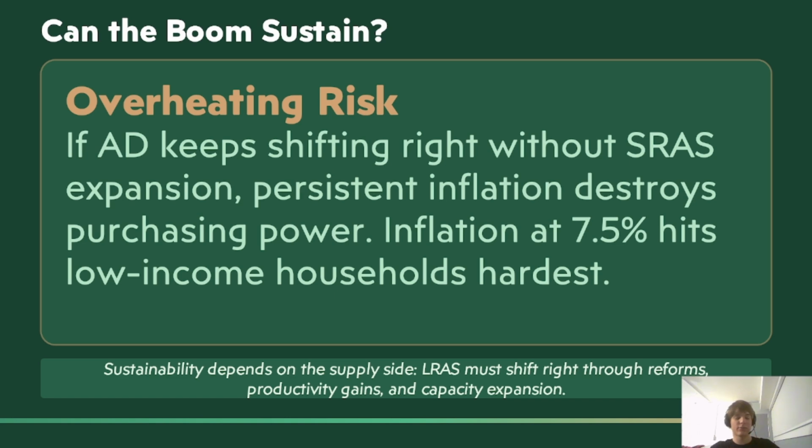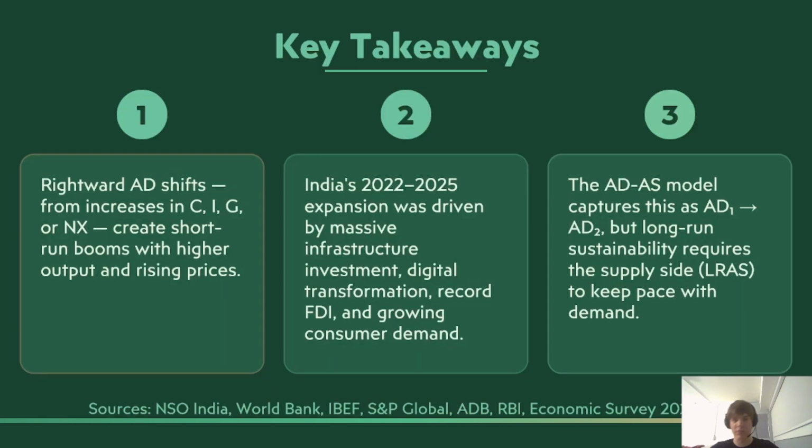And here's the most important point. Sustainability depends on the supply side. Long-run aggregate supply must shift right through reforms, productivity gains, and capacity expansion.